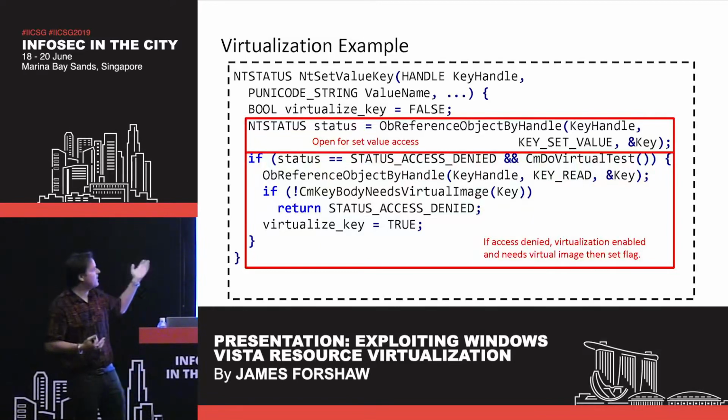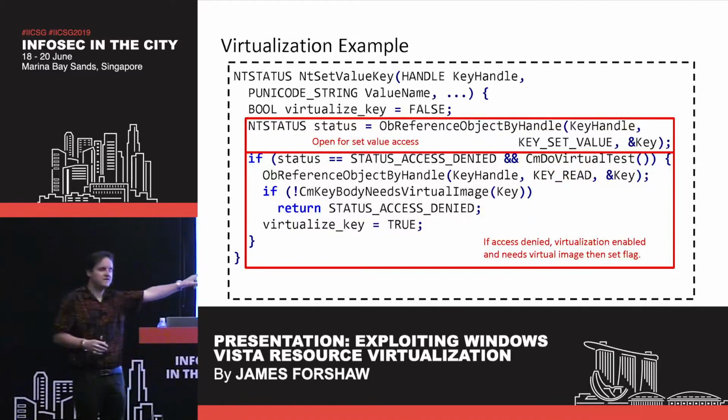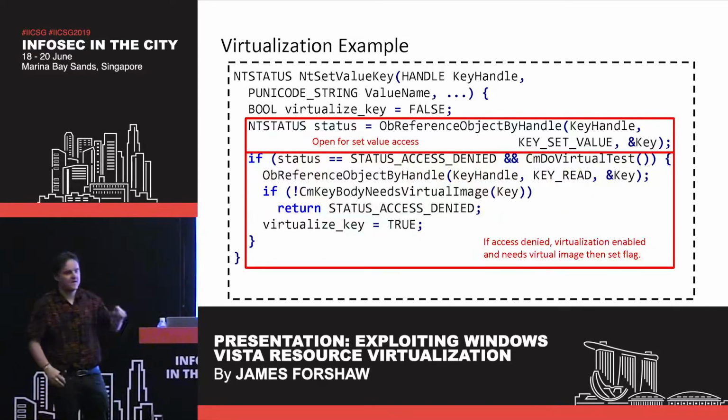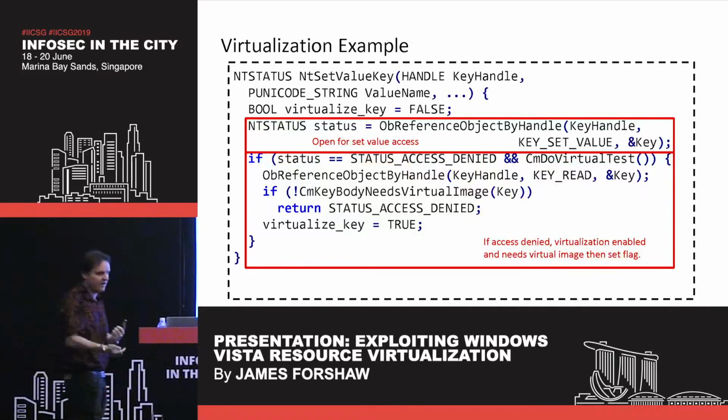However, the actual kernel code itself goes, right, okay, I've failed. I've been told I have access denied to this registry handle. Are you virtualized? So it does a check to make sure, are you actually a virtualized application or not? If you are, I'm going to reopen that key for read access and then create basically a new virtual store key for that backing data. Because once you've done this, you can create the real virtual store key. And this is where you're going to start writing these values to.